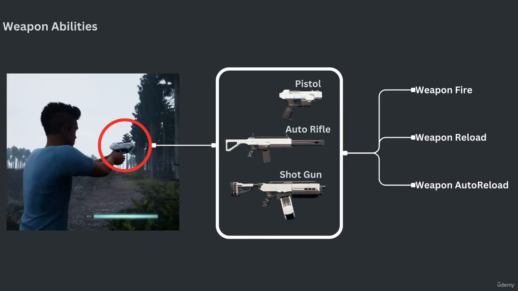Now let us see the abilities of the weapons in Lyra. Lyra has three inbuilt guns: pistol, automatic rifle, and a shotgun. The important thing to note here is that the gun firing ability is part of the weapon and not the character. The character holds the gun and aims at the enemy target, but the firing and magazine reload features are part of the weapon's ability.